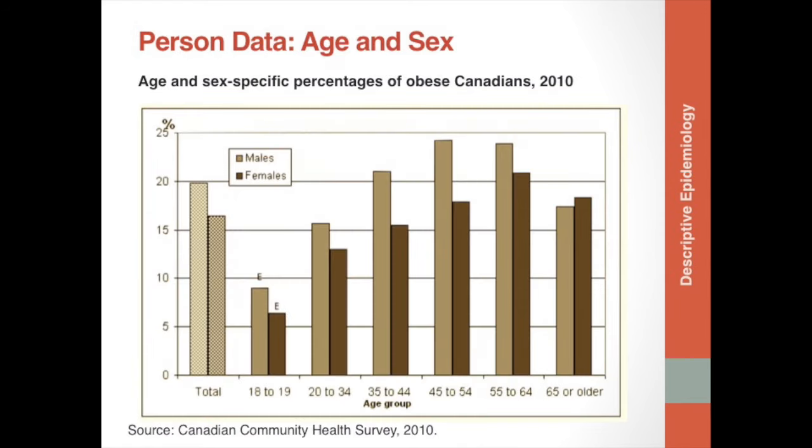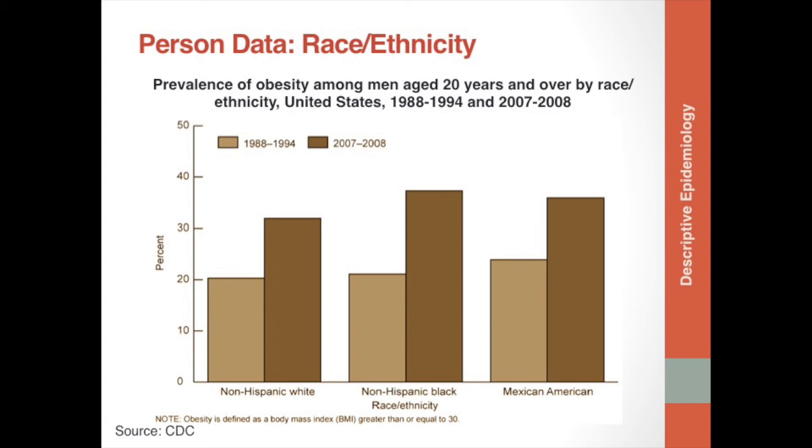Person data might be shown in tables or graphs and combine more than one type of person data. For example, this graph shows the percentage of obese Canadians in 2010 by sex and age simultaneously. Person data can also be combined with other types of descriptive data. This graph shows changes in the prevalence of obesity over two different periods of time in the United States. So data from 1988 to 1994 is shown in the light brown bars, and the data for 2007 and 2008 is shown in dark brown bars.